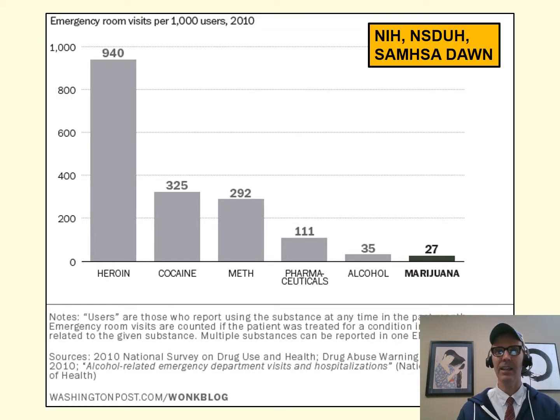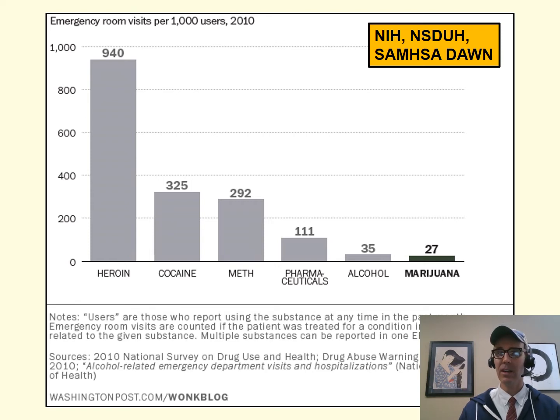So this is a graph from a Washington Post article I read a while back, which tries to correct this impression by giving you the number of emergency room visits per 1,000 users of a given drug from data in the year 2010. And you can see that, relatively speaking, heroin is more dangerous than, let's say, cocaine, methamphetamine, or pharmaceuticals, because of the 1,000 people who use heroin, we expect almost all of them to end up in an emergency room sooner or later, which is, of course, very sad.